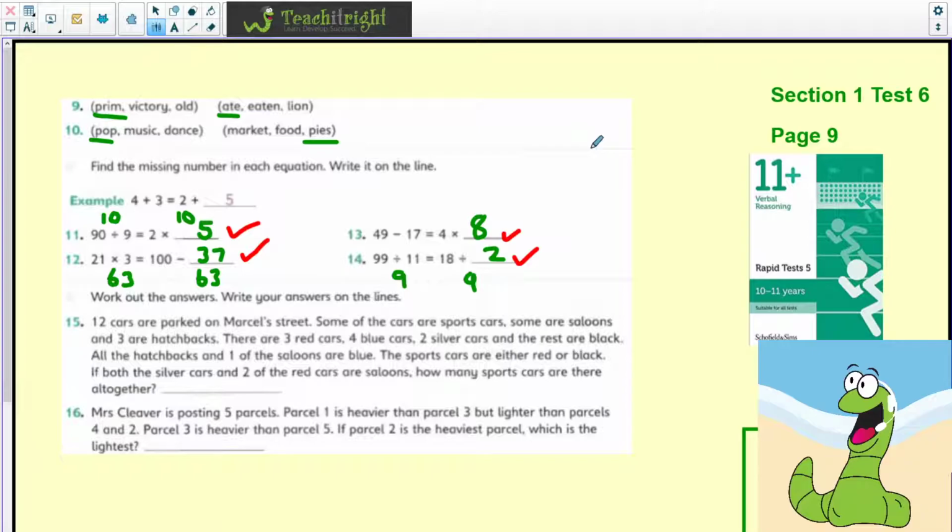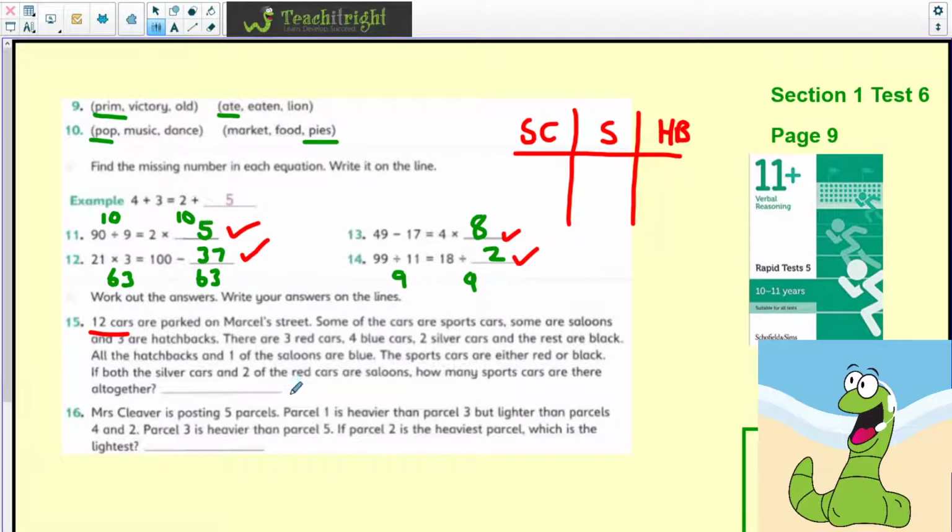Think about what would be logical in order to work this out. And sometimes with these kinds of questions, it's always best to do a little table. So I'm going to create a little table here, and we're going to have sports cars, SC for sports cars, and then we're going to have saloons, and we're going to have hatchbacks. So I'm just creating a very simple little table just to help me collate the information a little bit. Now we know there are 12 cars altogether.